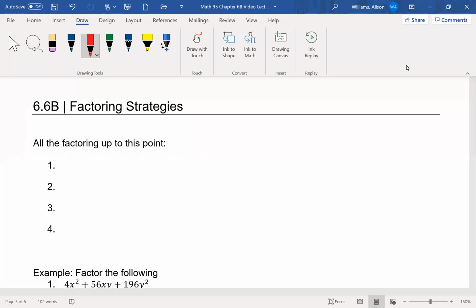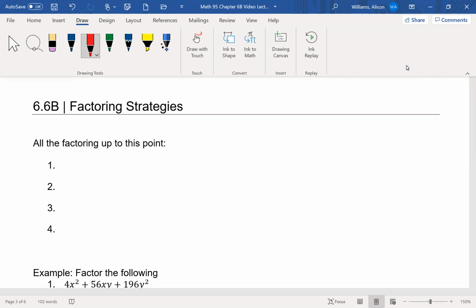In this video, we want to go through factoring strategies. In other words, we want to be able to figure out how to factor a problem without being given any sort of direction. We're going to see a problem and figure out what technique to use. So, all the factoring that we've learned up to this point, I just want to list it out so we can examine it as a whole here.